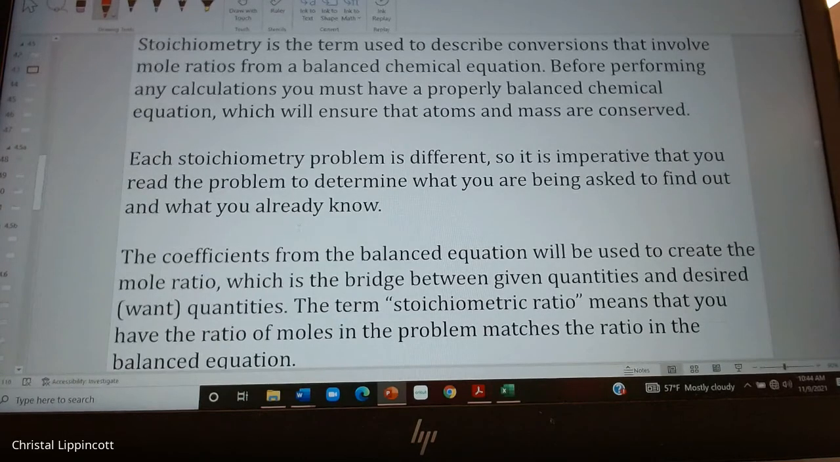Stoichiometry is going to talk about converting, and we're going to use mole ratios. Before performing any calculations, you have to have your equation balanced, and you have to make sure that everything, the mass and atoms and everything, are conserved by balancing the equation. Each stoich problem is different, so you have to go into it and look around and see how it's set up. The coefficients from the balanced equation then are going to help you build the mole ratios, and that's going to give you a stoichiometric ratio to be able to determine how much product you're going to be forming.